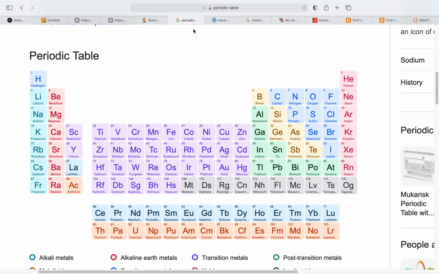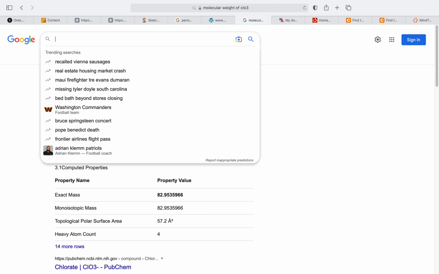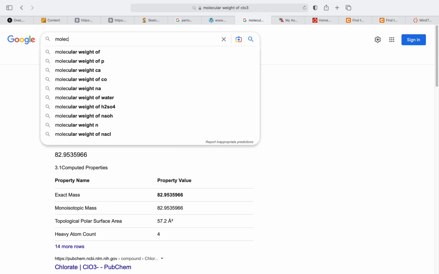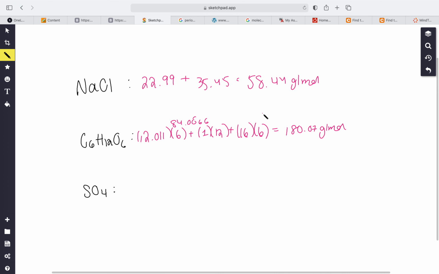I'm going to look that one up just to confirm, but this is always a good thing that you can do when you're practicing, right? Molecular mass of glucose. There we go. Cool. That's just about right there. So we can move on to the next one.